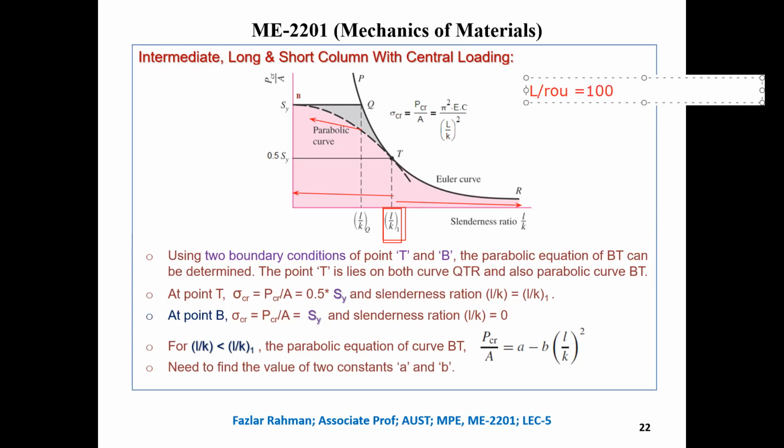Okay. Then you figure out L by rho 1. For L by rho 1, you are getting 105. So is it on the left side or right side of the graph? This value is 105, and for L by rho, you got 100. So is it on the left side or right side of the graph?